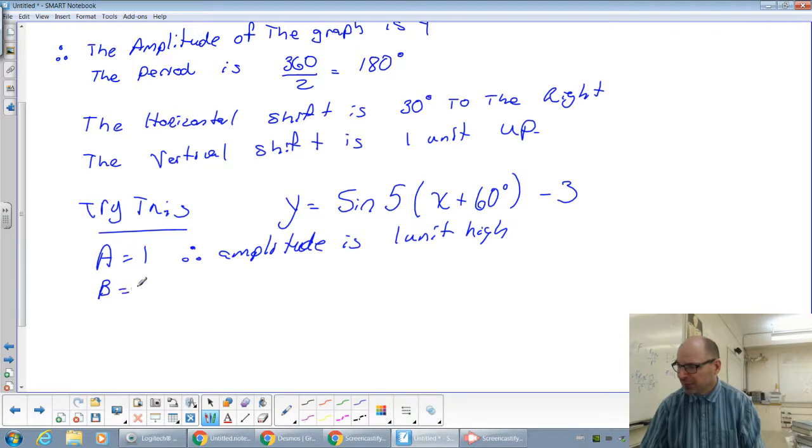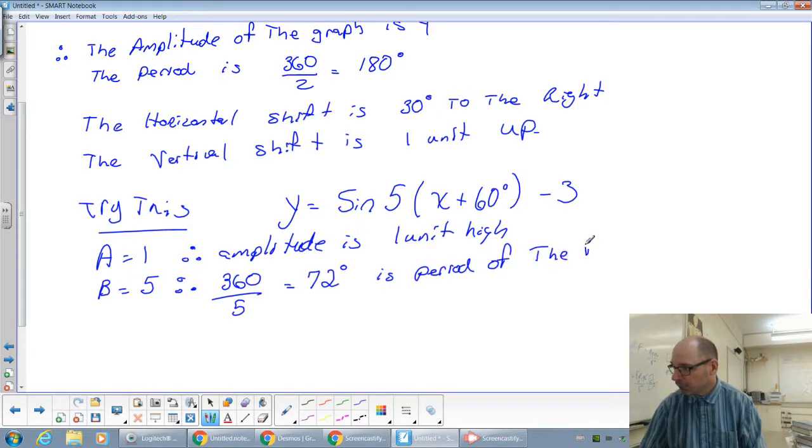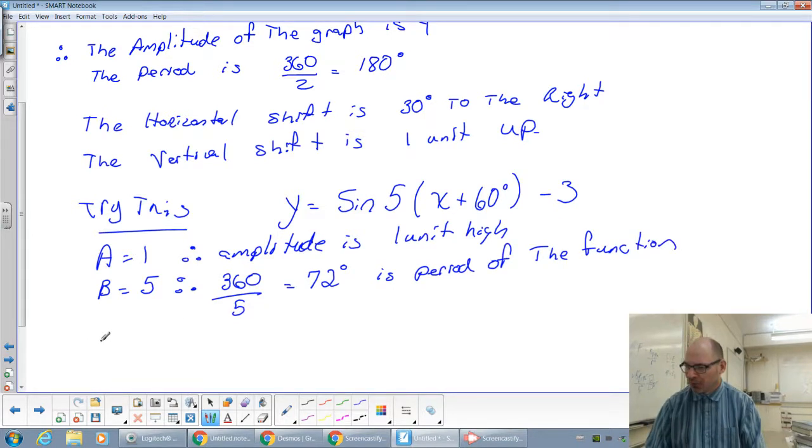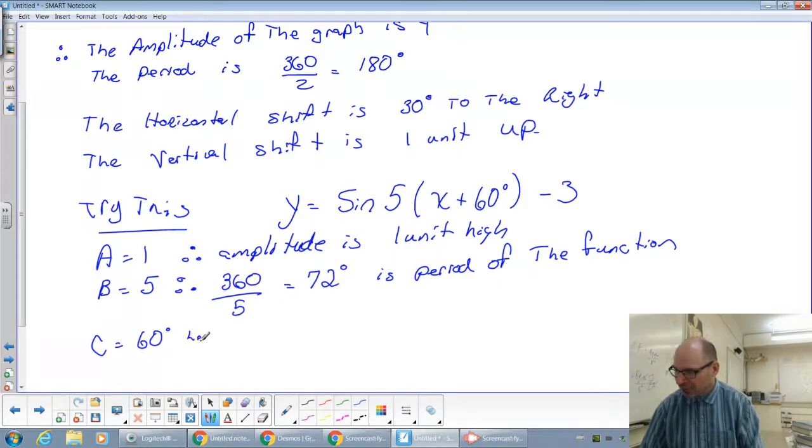B equals 5. Therefore, 360 divided by 5, which gives us 72 degrees, is the period of the function, or graph, if you like. And we know that C equals 60 degrees.